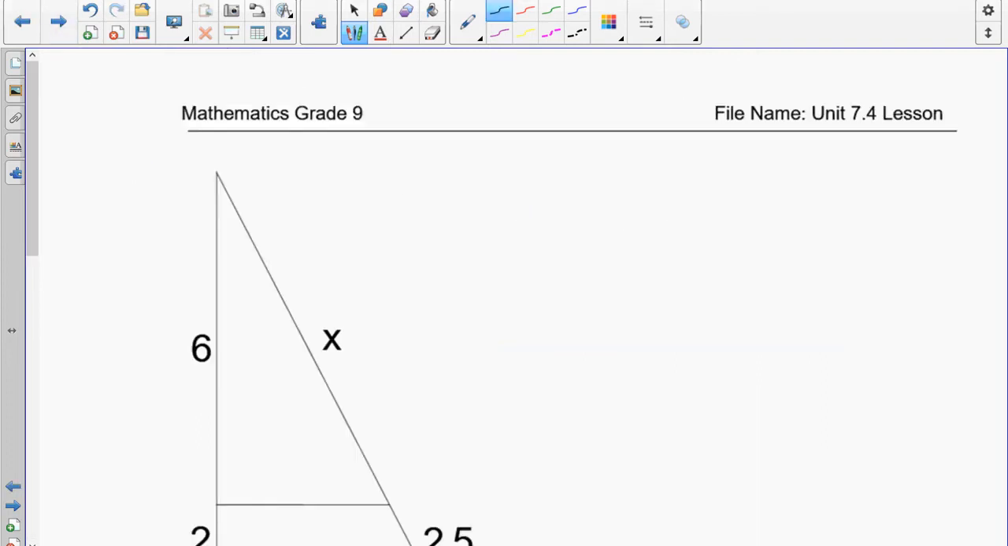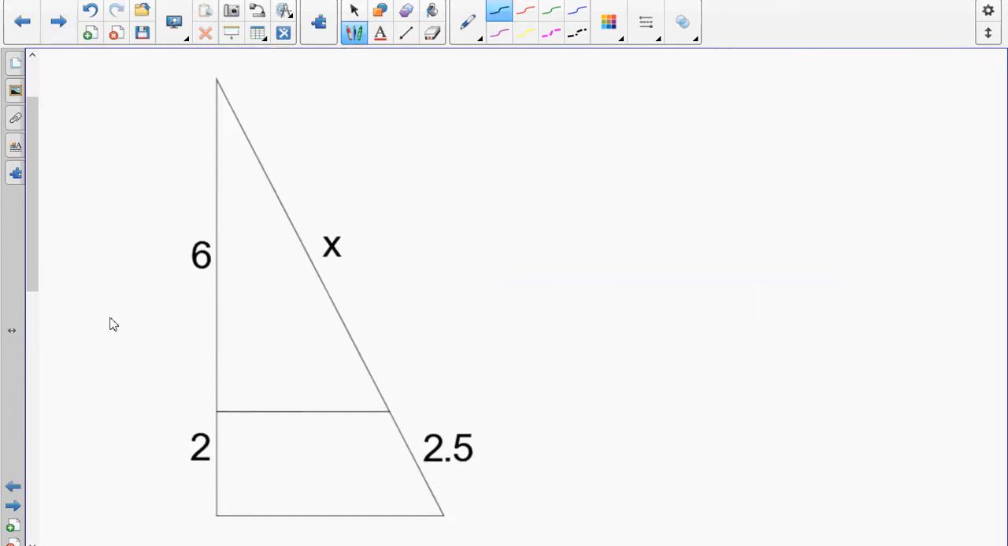Okay, this next problem is one of the uglier ones that we're going to run into. And the reason for that is because we have two triangles here, and the x is actually part of both sets.